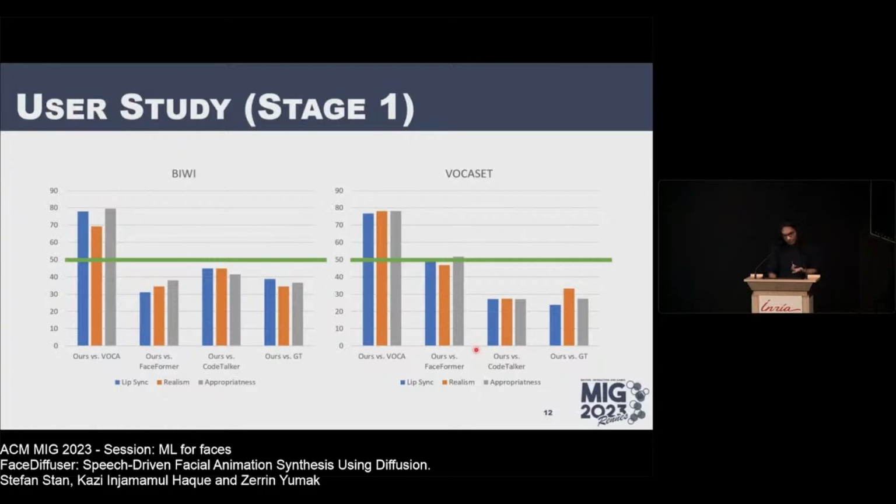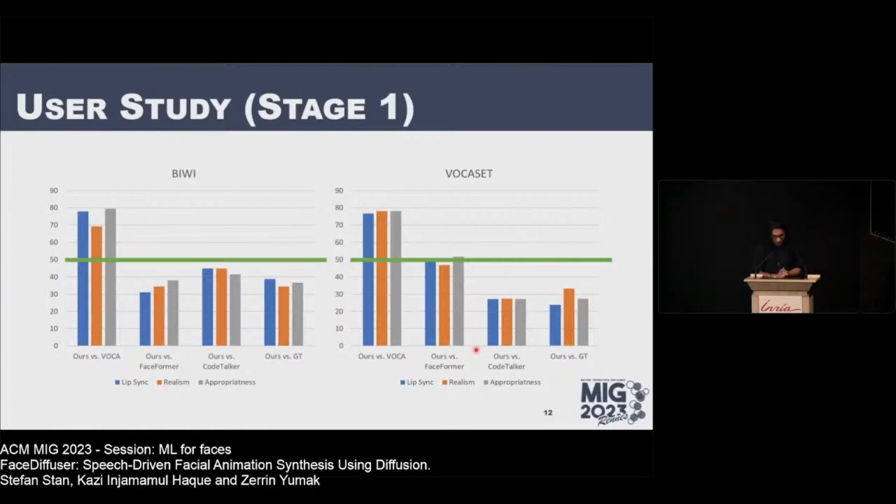So in the user study of this vertex-based data set, let me first say about the perceptual user study. What we did is A/B testing. We showed randomly placed side-by-side rendered videos and asked the users about three aspects: the lip sync, the realism of the animation, and appropriateness with respect to the audio. They were asked to choose one over the other, so there was no in between.